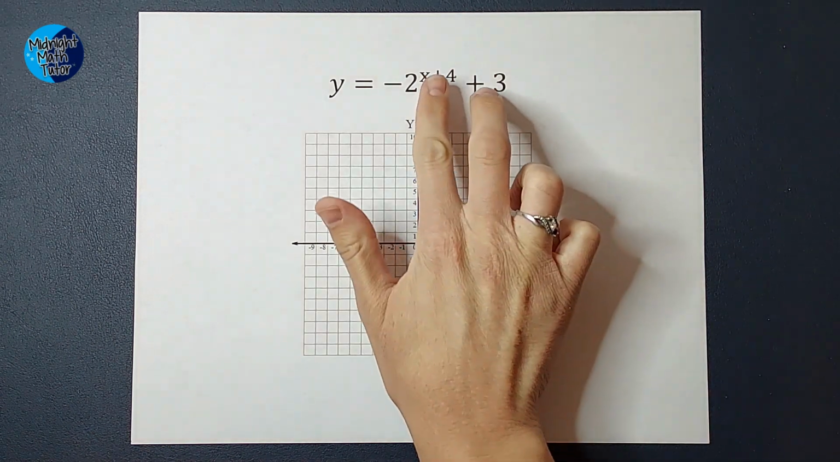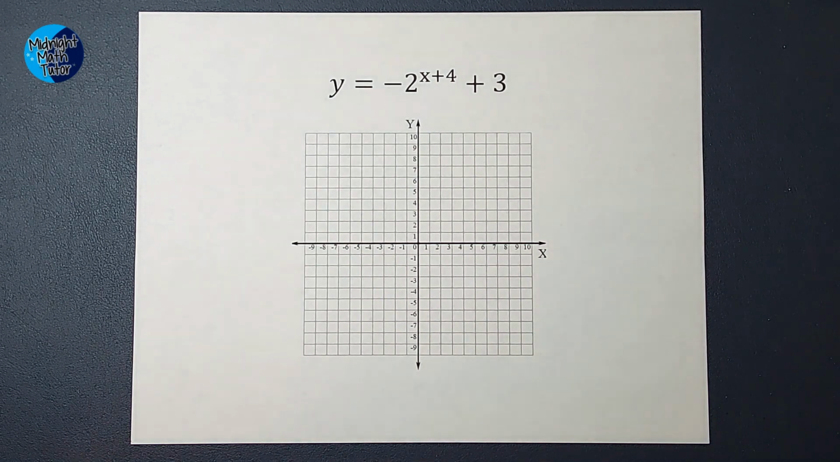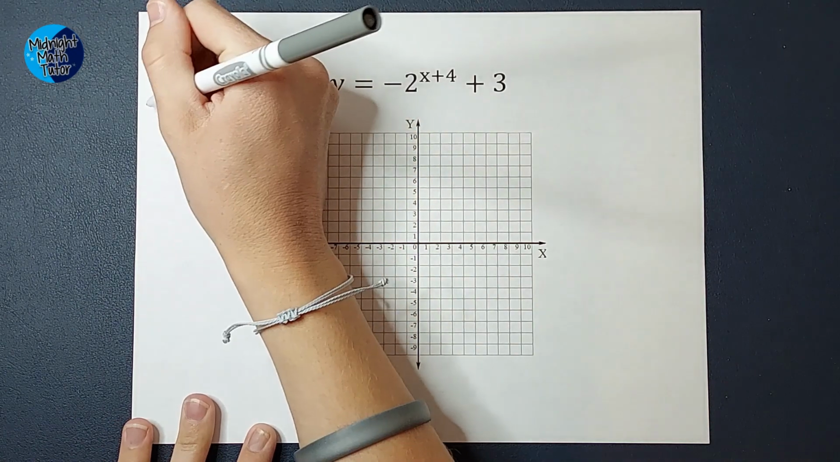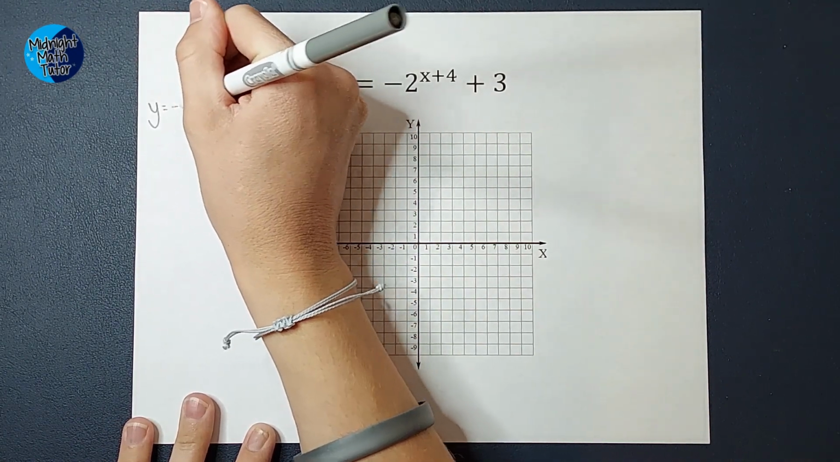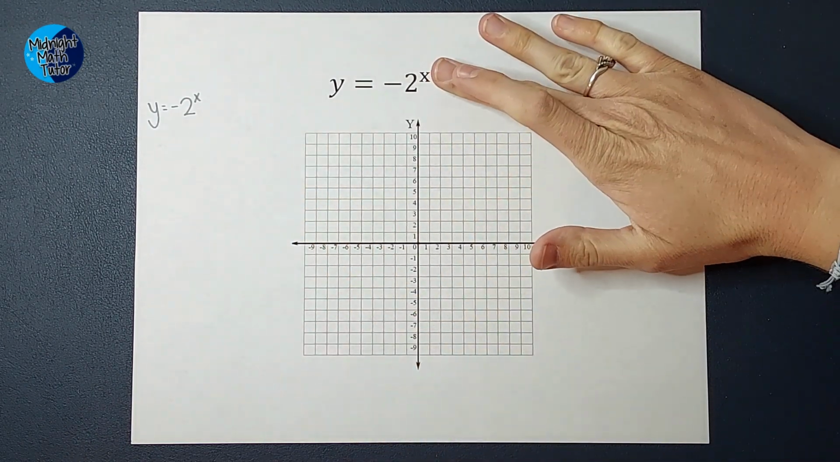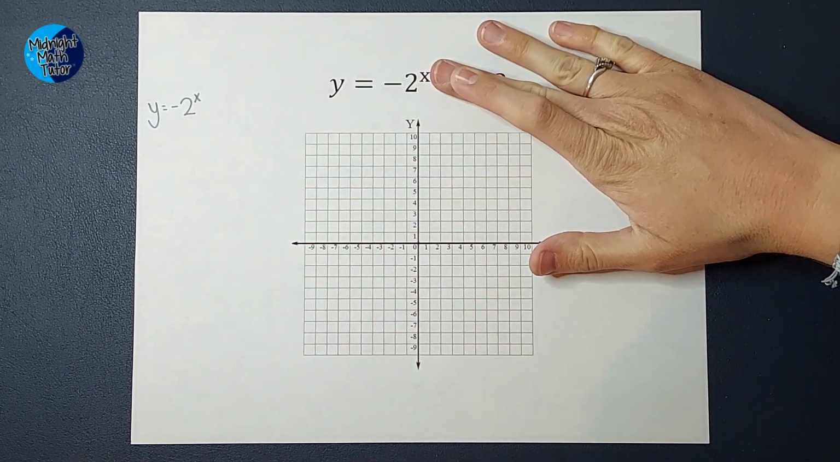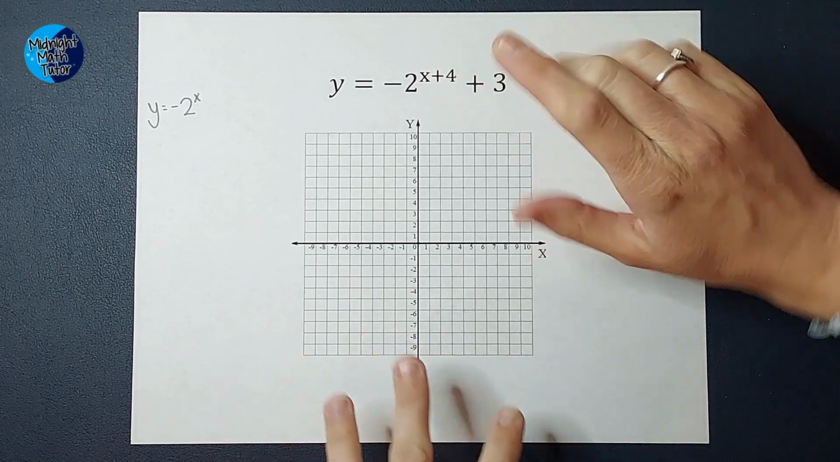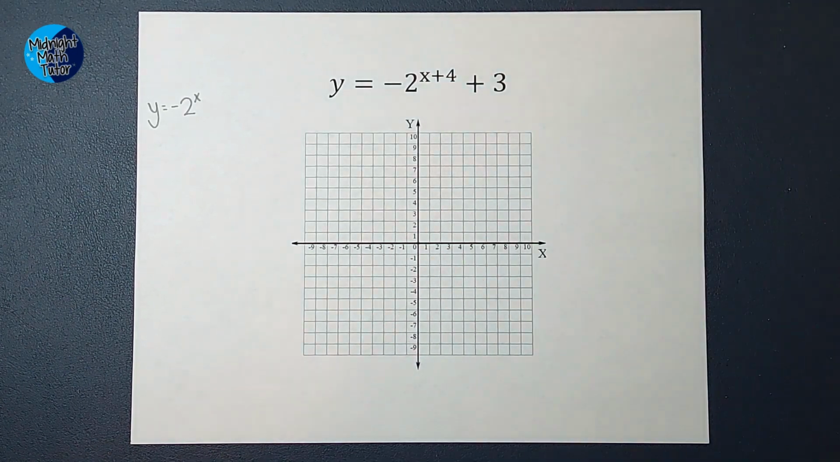I know that these two modify my parent graph, right? And we know that with exponential graphs, we can have a different parent graph each time. So I'm going to use the parent graph y equals -2 to the power of x, okay? That's just this equation without these, right? Once I find that, then I just do these shifts.